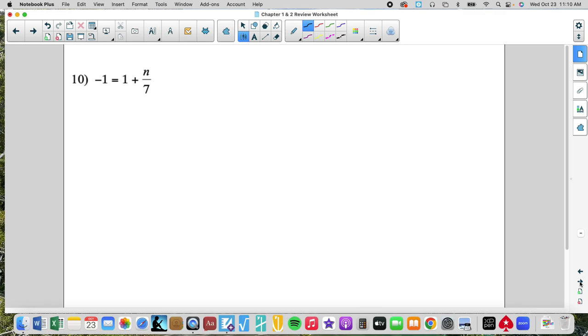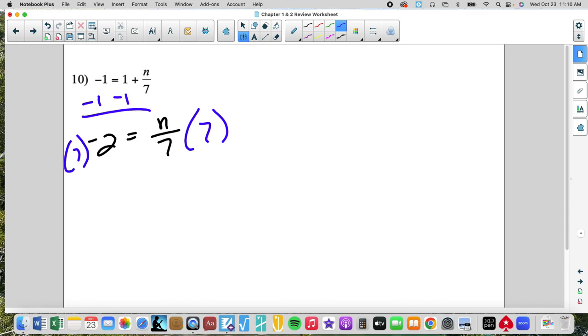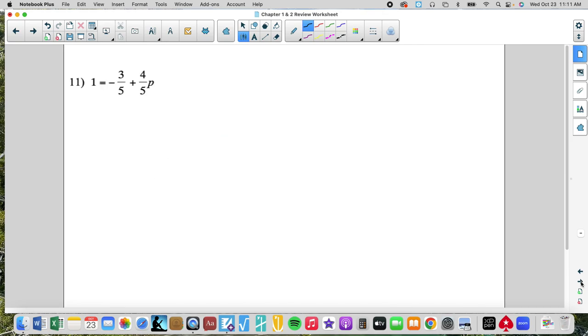We're going to get rid of subtraction and addition. We're going to get rid of that positive 1 by subtracting 1. Negative 2 equals n over 7. 7's being divided. Inverse is multiplying by 7. Negative 14 equals n. And if we do enough of these, because this is going to be a long video, we got a whole bunch of them, we get better at it.